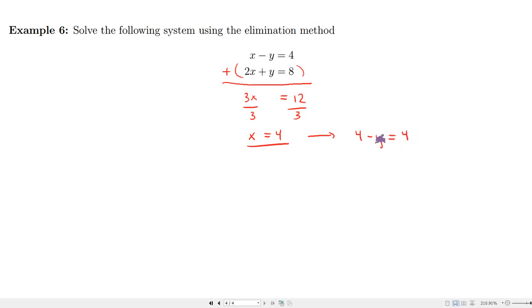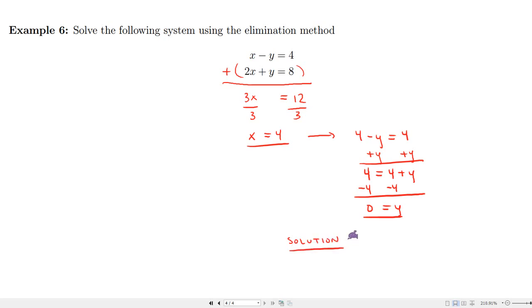So y, if you substitute this into the first one, we'll have 4 minus y is equal to 4. So then adding y over and subtracting the 4, we have y is 0. So that's our solution. So the solution is 4, 0. So sometimes the elimination method can be quite quick, right, instead of substituting.